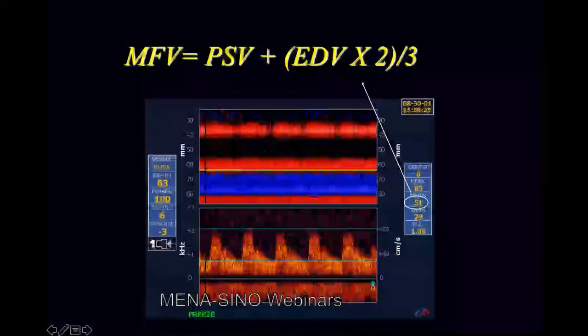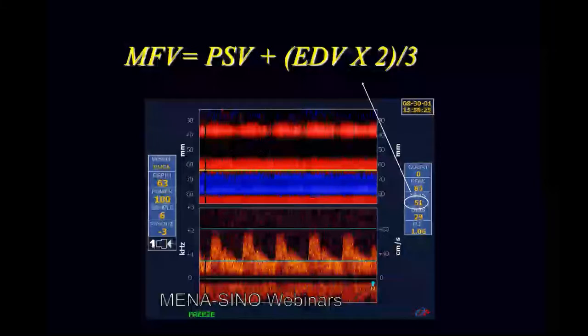The marker we use on transcranial Dopplers is very much the mean flow velocity, which is peak systolic velocity plus end diastolic velocity, times 2, divided by 3. So very much like mean blood pressure. But the mean flow velocity is our marker for intracranial atherosclerotic disease. The higher the velocity, the more stenosis there is. I will go over that and explain it to you. But remember, the mean flow velocity is peak systolic plus end diastolic, times 2, divided by 3.